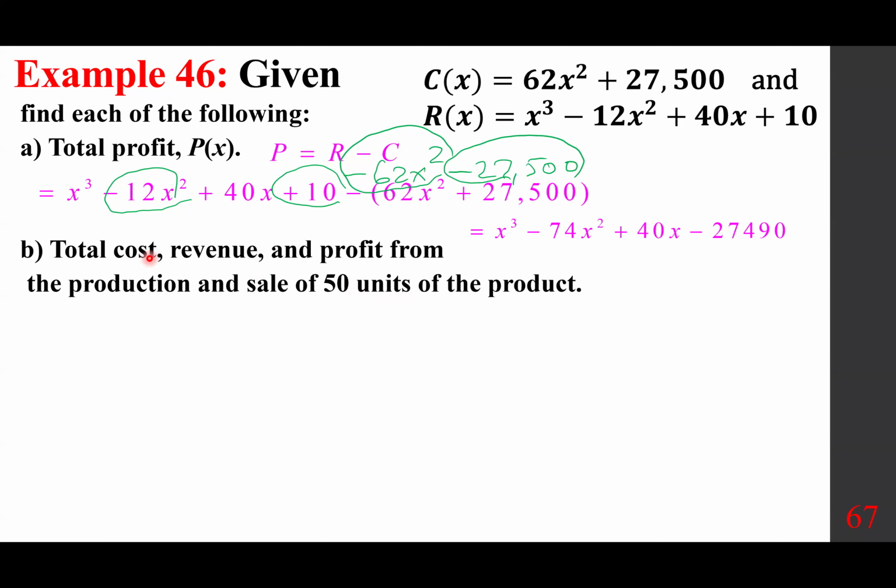That means for the cost in here, replace the x with 50, and the same for the revenue in here. And for the profit, we have two choices. One of them is in here, and I'll give you the second one in a moment. So first, C of 50, that means 62 times 50 squared plus 27,500. And you do the math. This is elementary algebra. So $182,500. So you do that.